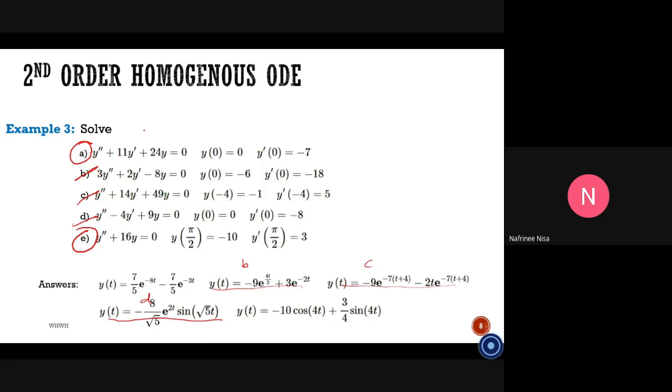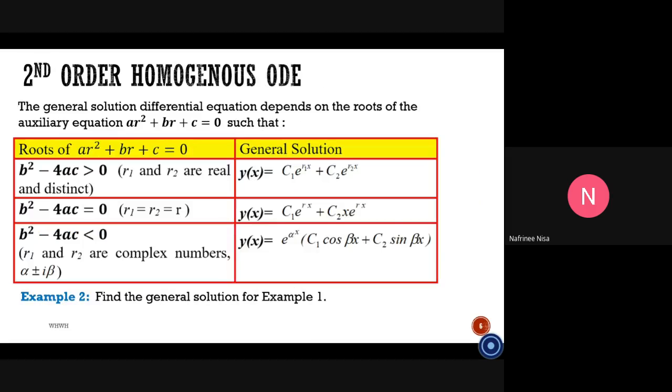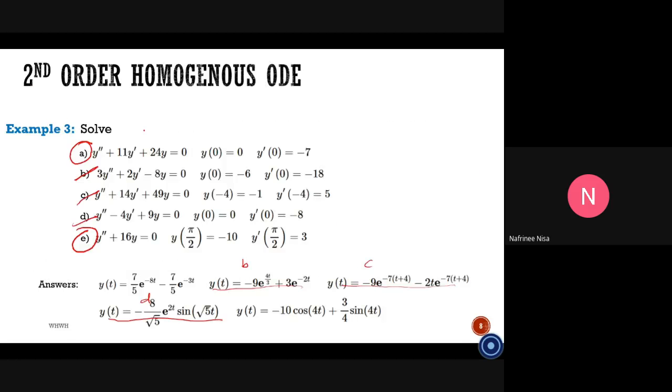Apa beza example 3A dengan example yang saya dah discuss sebelum ni dalam our asynchronous lecture? Saya assume semua orang dah tengok asynchronous lecture tu. Beza dia satu je. Kalau example 2 tu jawapan yang kita dapat dalam bentuk C1 and C2. But now by having this boundary conditions or initial conditions here, we know that the question expects you to find the value for C1 and C2.